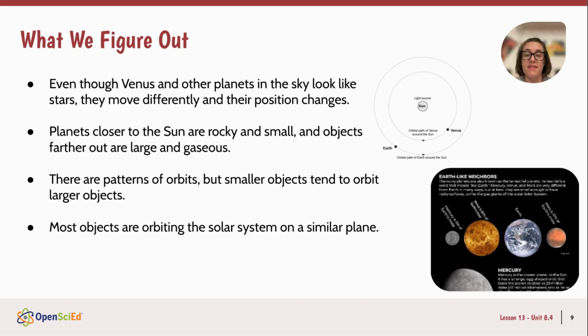What did we figure out more in depth in this lesson? That even though Venus and other planets in the sky look like stars, they move differently and change their positions. We figure out that planets that are closer to the sun are rocky, small, and that the planets further away from the sun are large and gaseous. There are patterns to the orbits of planets, and smaller objects tend to orbit larger objects. And then we also figure out that most of the objects orbiting in the solar system are all on a similar plane.